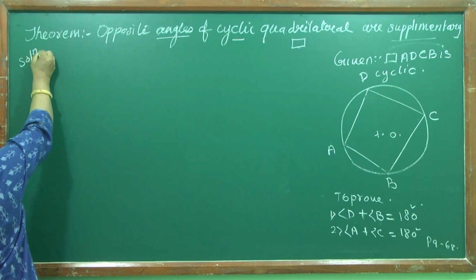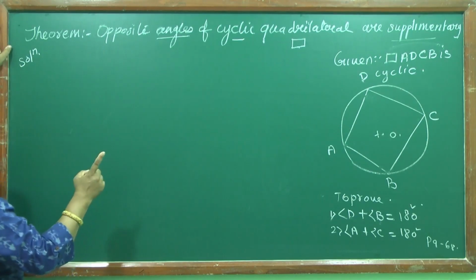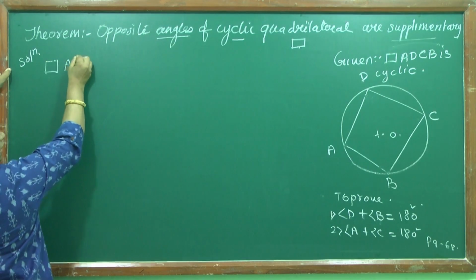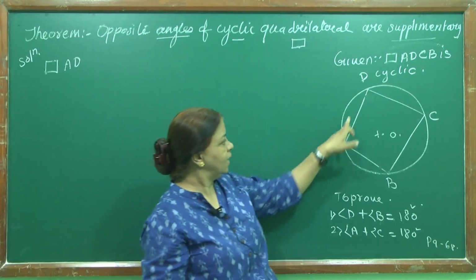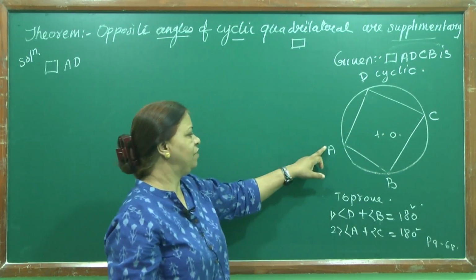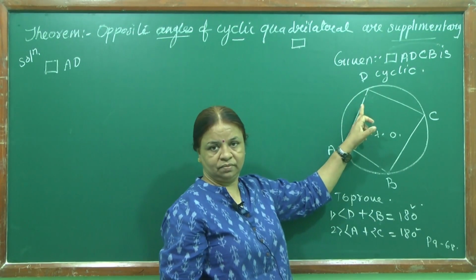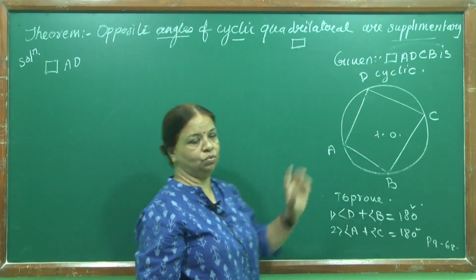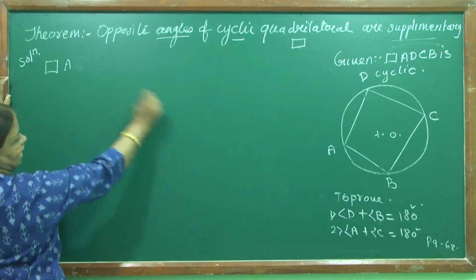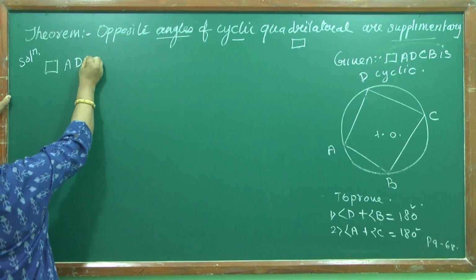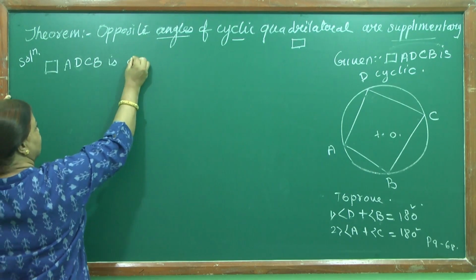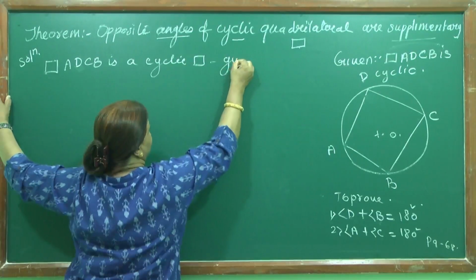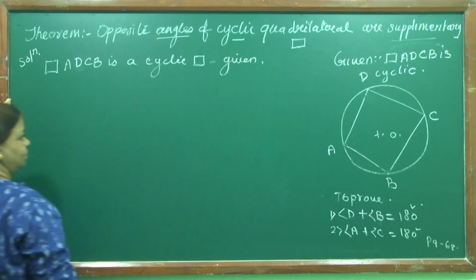Solution. First we will start with what is given. Quadrilateral ADCB, or we can say ABCD, depending on you. You want to start from here or from here, it depends on you. As I have written given ADCB, I will write here: ADCB is a cyclic quadrilateral, and the reason for it is given.